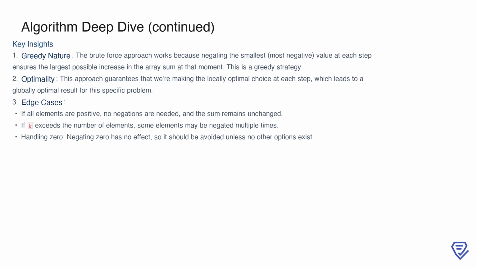However, certain edge cases need to be considered. If all elements in the array are positive, no negations are needed, and the sum remains unchanged. When k exceeds the number of elements, some elements might be negated multiple times, flipping their signs back and forth. Additionally, negating 0 has no effect, so it should only be considered if no other options exist.